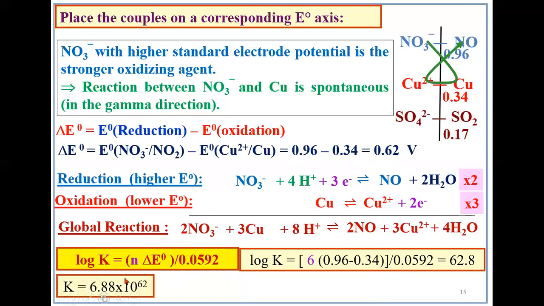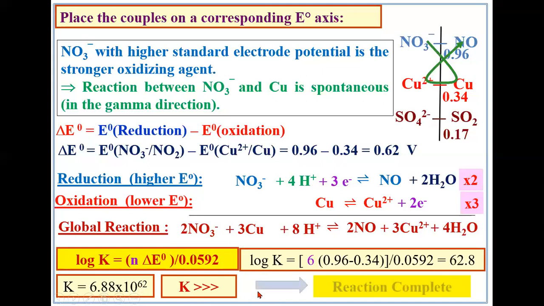Of course, that's just 10 to the power of this number if I want the K. You could also memorize that. I find calculations a little bit easier with the log K expression. Look at this K, it's absolutely humongous. It's huge, 10 to the 62. And therefore, this is definitely going to react in a complete fashion.